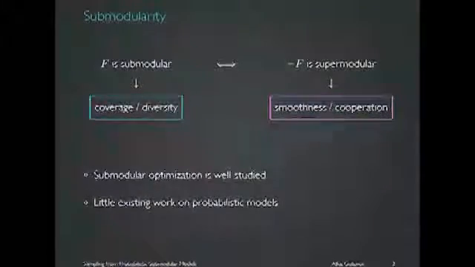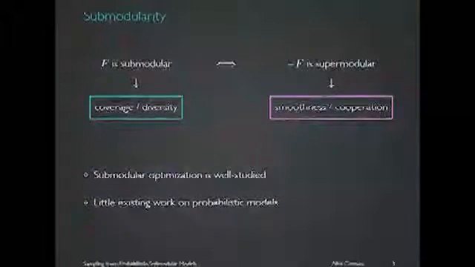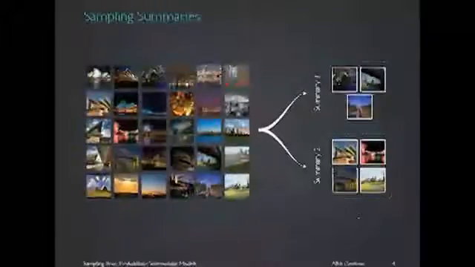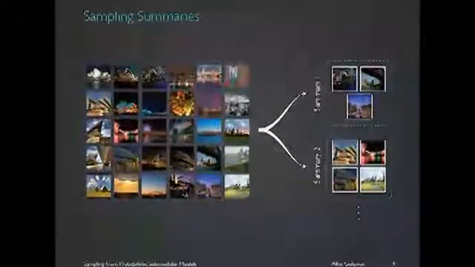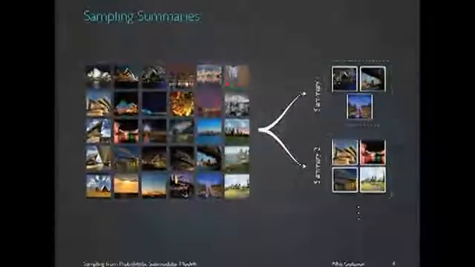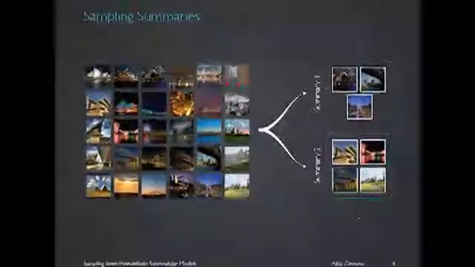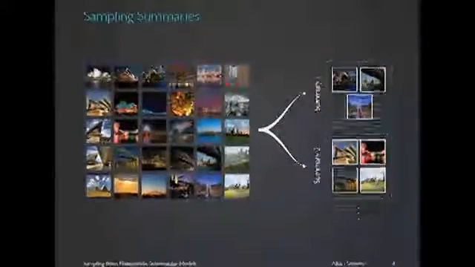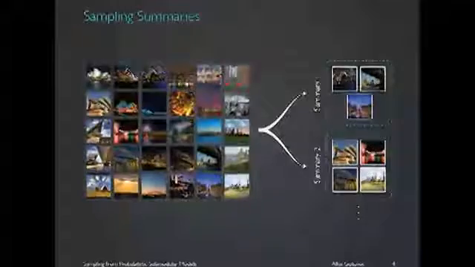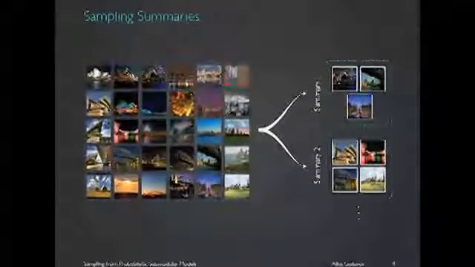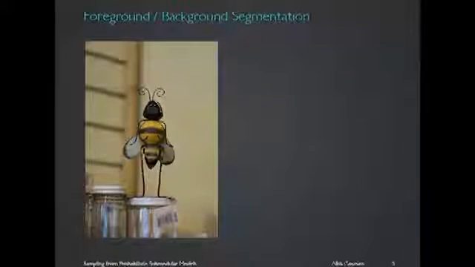However, there's very little existing work on actually defining probabilistic models using submodular and supermodular functions. Here's an example of how that might be helpful. Rather than just optimizing the function and getting one single summary, if you have a probabilistic model, you can just sample from this model, get a bunch of summaries, and then let the user select the one that suits his or her needs. So we would like to define probabilistic models using submodular and supermodular functions, but there are also standard probabilistic models that have been used for some tasks in the past.